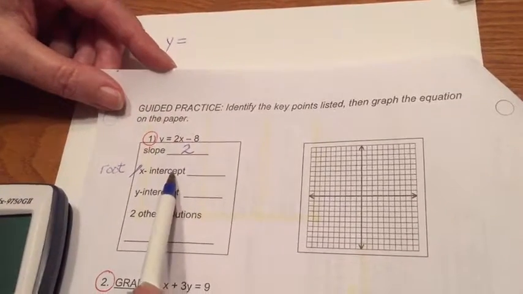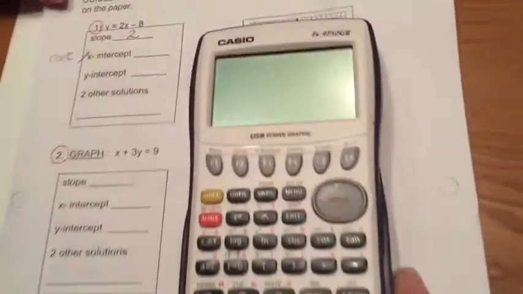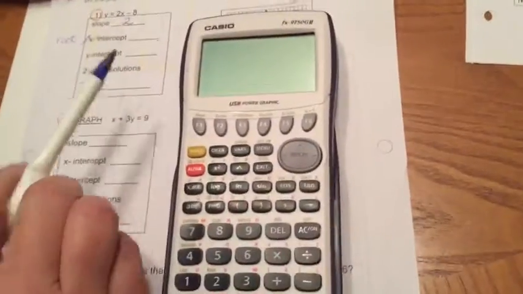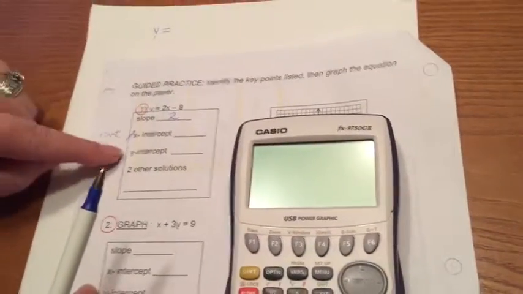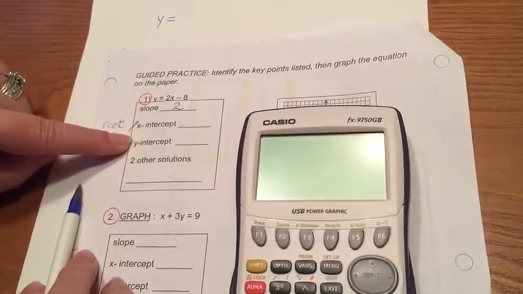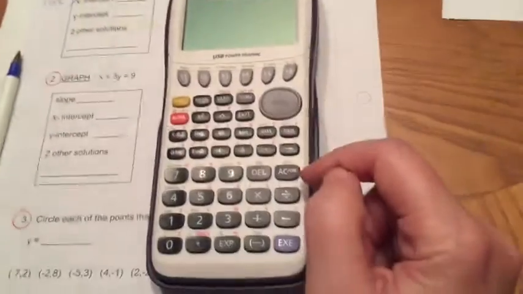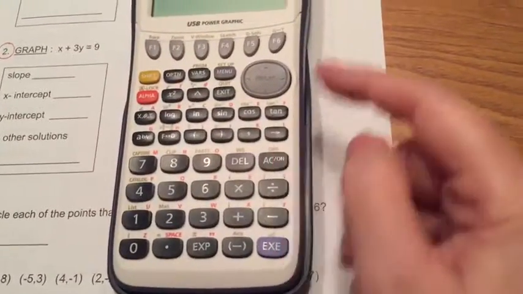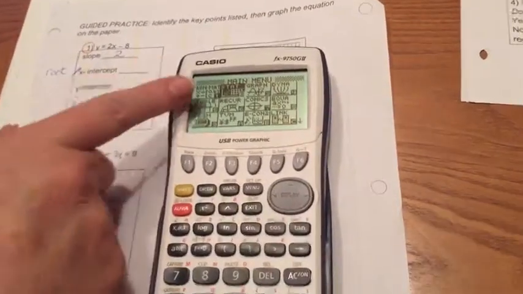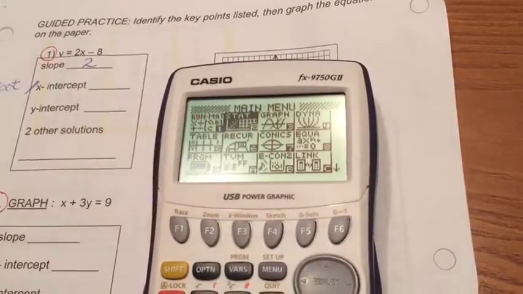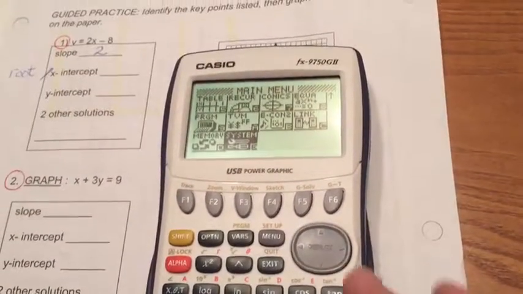Now for the other ones, the x-intercept and the y-intercept and the two other solutions, I am going to go to the calculator. And all these instructions on the buttons to push are written on the first page. On the first page, it reminds us the x-intercept is also called the root, so we're going to keep that in mind. But first I need to turn the calculator on. The on button is here on the right side in the middle. What I'm showing is the menu. If this isn't showing, you just have to push the menu button until it shows.